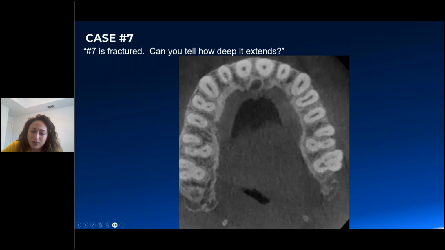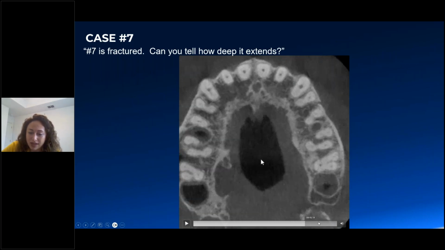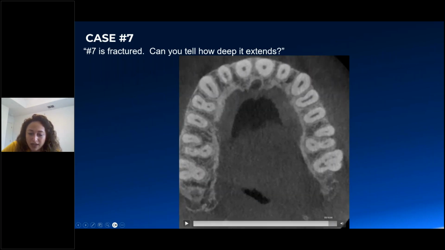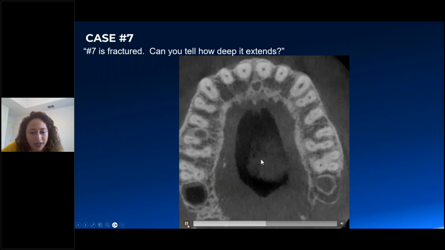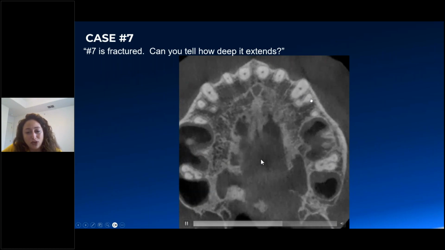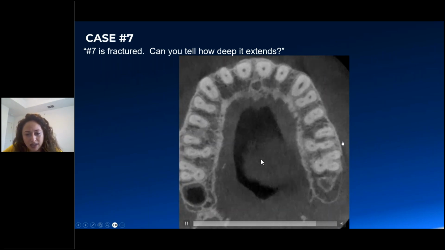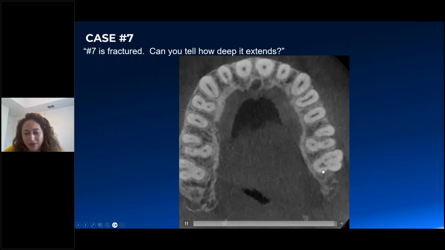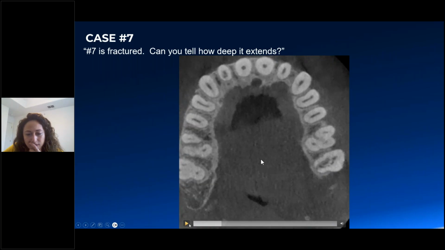If we look at tooth number 7, we can see something, but we also have to look beyond number 7. So as we're scrolling, let me just jump to that video. I'm just going to let it play. As we're scrolling, try to look at other teeth and see what else we can see. And we have a finding on number 15. Okay, here it is.